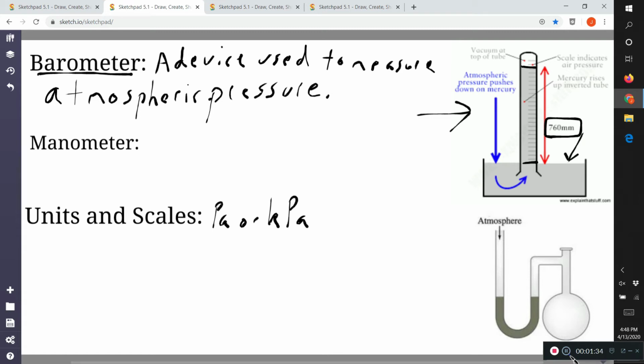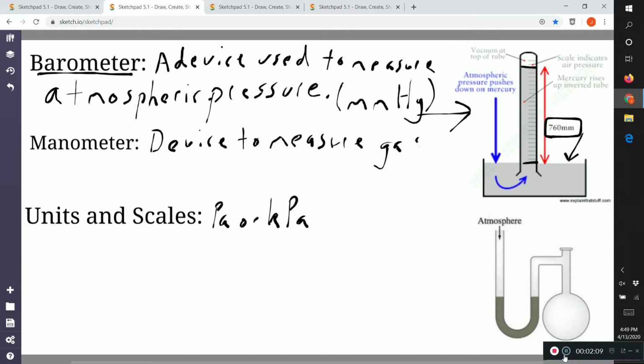So we actually have a way of measuring pressure as millimeters of mercury. And we'll say for barometers especially, mmHg, standing for millimeters of mercury. Now there's also a manometer, which is a similar device. It's used to measure gas pressure in a container.